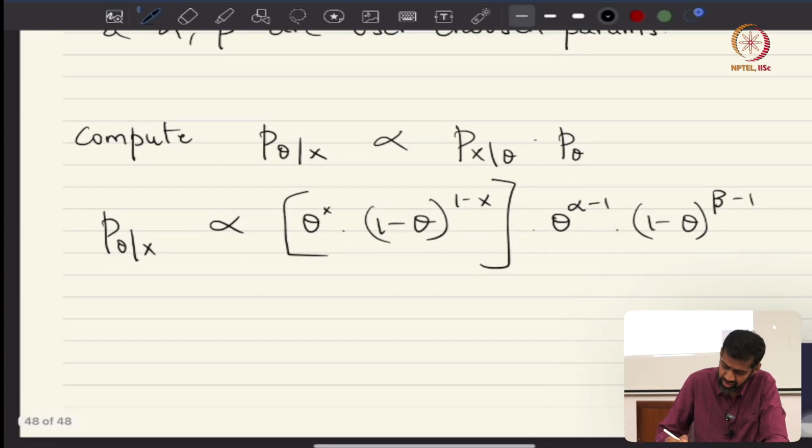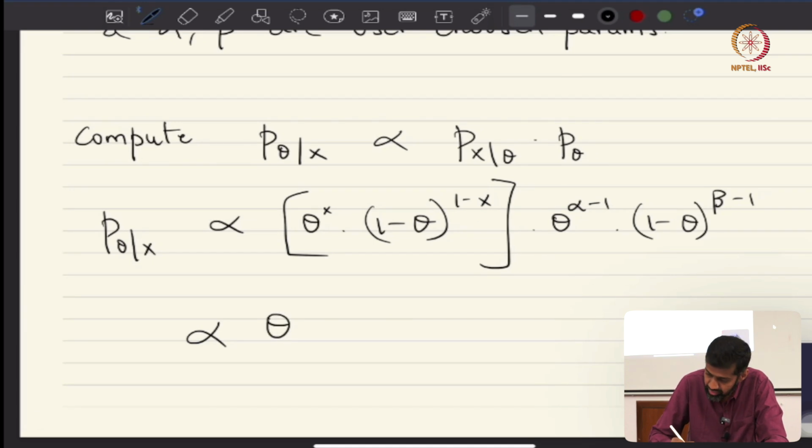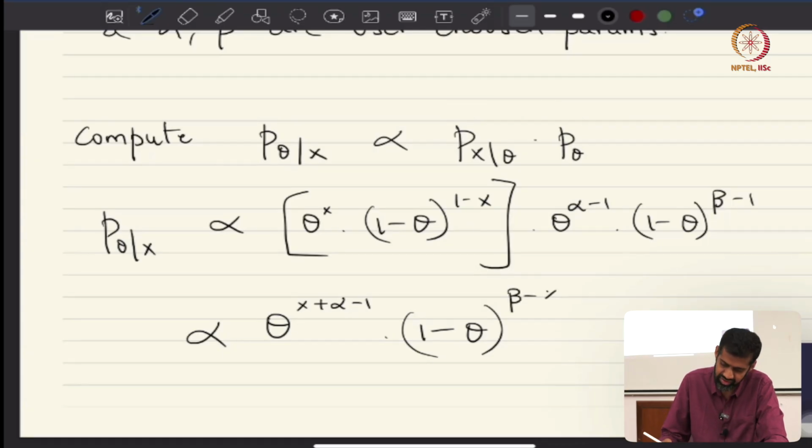Now this is a conjugate prior. Why? Now this will be theta power x plus alpha minus 1. Can you check the algebra? Is this correct? 1 minus theta power beta minus x. Is this correct? Okay, so this is also a beta distribution, right? Of course, you need to adjust the constants to ensure that it integrates to 1. That can be done, so we are only writing it as proportional. So this is a beta distribution. That's why it's a conjugate prior.